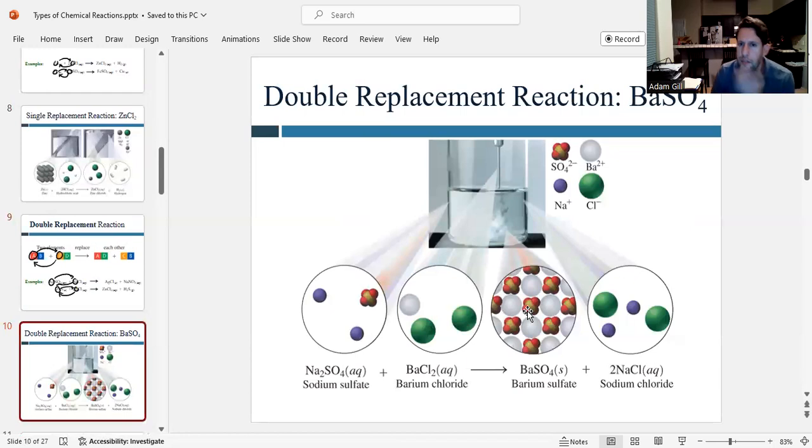Here's an example of a double replacement. You have aqueous sodium sulfate and aqueous barium chloride, and they're going to trade places to create solid barium sulfate and aqueous sodium chloride. And you can see that they're pouring a clear liquid into another clear liquid, and it's creating this white cloudy solid. That's the barium sulfate being formed.